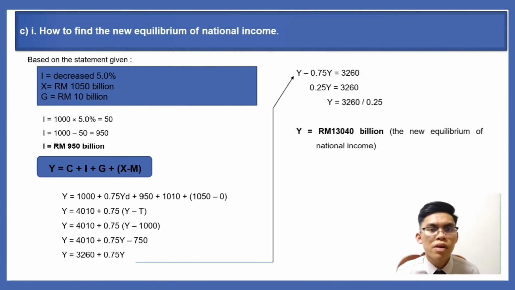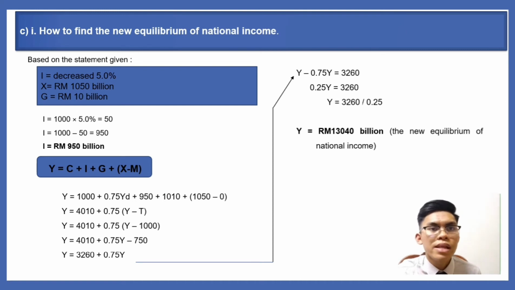Okay, now I will explain how to find a new equilibrium of national income. Firstly, we must look at the information given in the text or question. Based on the statement given, aggregate investment contracted for the fifth consecutive quarter by 5%, with broad-based weaknesses in both private and public investment. So it means that I, which is investment, decreased 5%. So 1000 billion needs to be reduced by 50 billion, which is 5% of the amount. So the answer you will get is 950 billion.